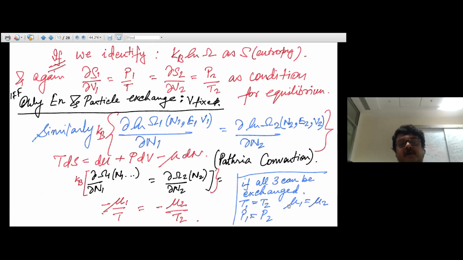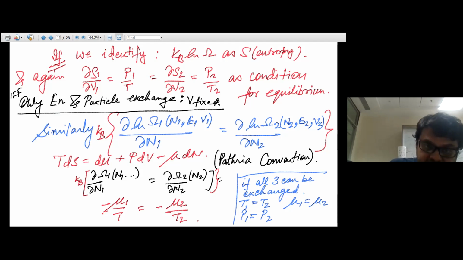And that is what we already know from thermodynamics, right? So just to repeat, if we identify KB log omega as entropy, we get the condition for mechanical equilibrium: del S1 del V1 equal to del S2 del V2, and that is P1 by T1 and P2 by T2. If temperatures are the same in the two cases, then pressure also has to be the same. So that is the condition for mechanical equilibrium. And now taking KB log omega seems more justified. It's at least consistent with whatever we are observing.